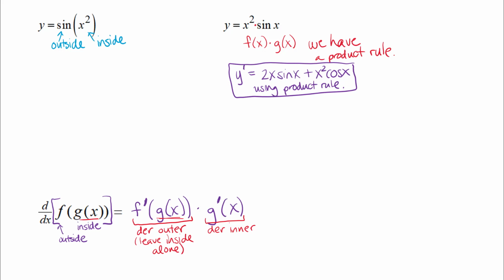Just like with some of the other rules, I'm going to set up a structure for myself and then fill in the pieces. This is my y. My derivative is going to be dy dx or y prime, some correct notation for the derivative. Then I'm going to set up some parentheses here. The chain rule says derivative of the outside, leave the inside alone.